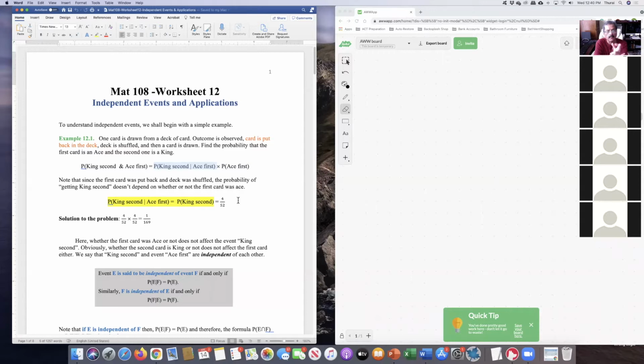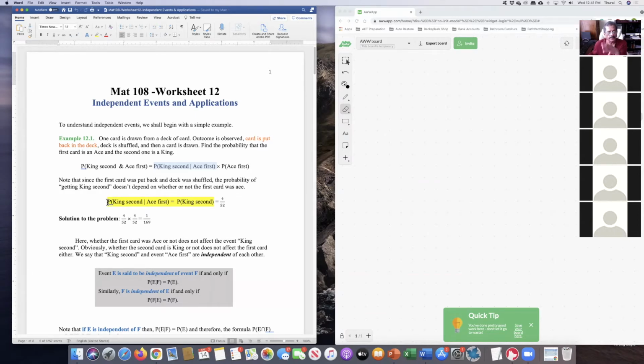Only if the first card was not put back, then one card is missing. So you have only 51 cards. And if the first card was king, then you have one fewer king. So the probability will depend on what that card is. But if you put the card back in, the probability of the second card being king doesn't depend on what the first card was, right? So that's what independence means.